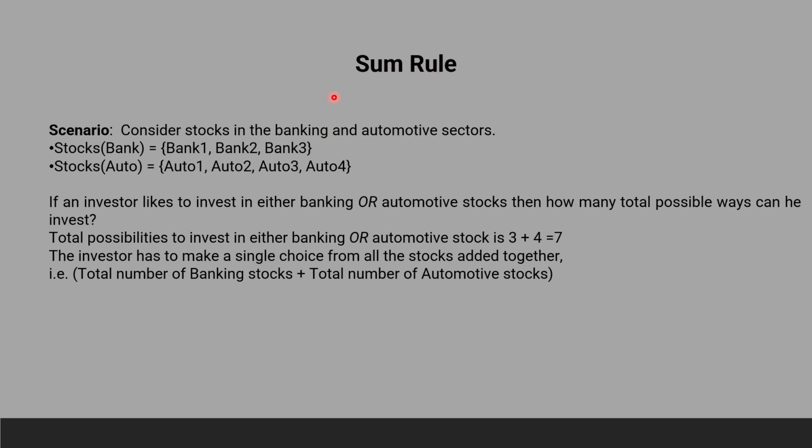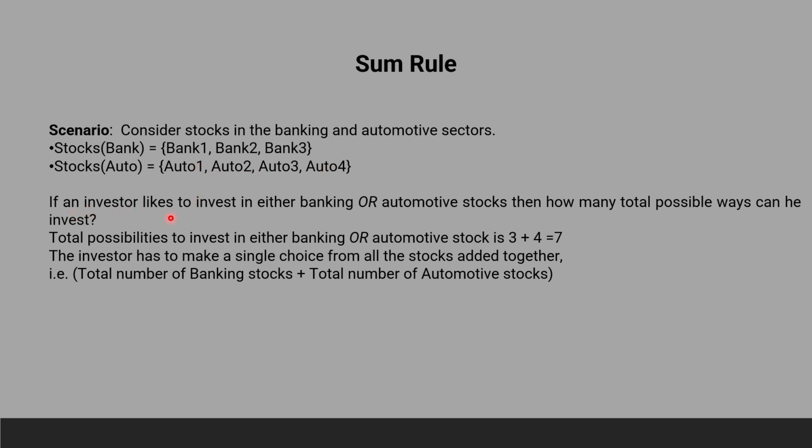The next one is the sum rule. Here there's a scenario. Consider the stocks in the banking and the automotive sector. In the banking sector there are 3 stocks, that is bank 1, bank 2 and bank 3. And in automotive there are 4 stocks: 1, 2, 3 and 4.